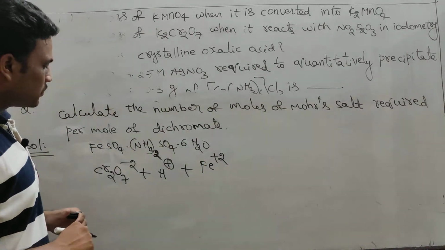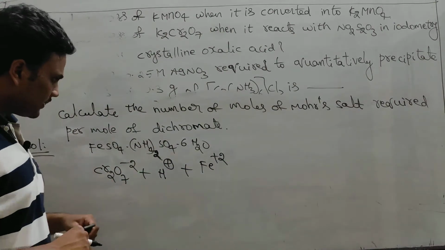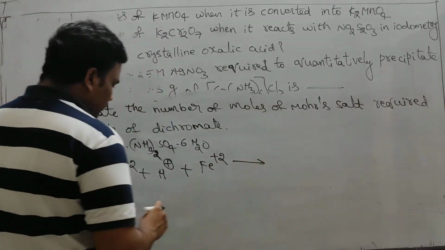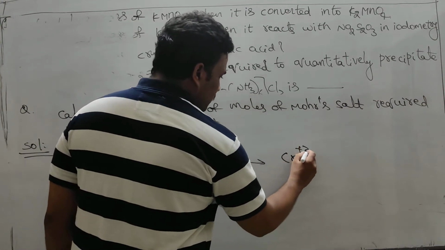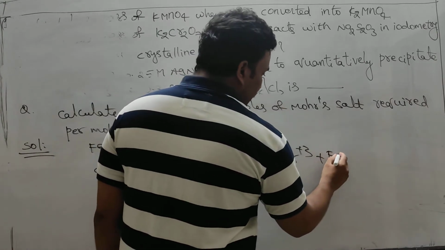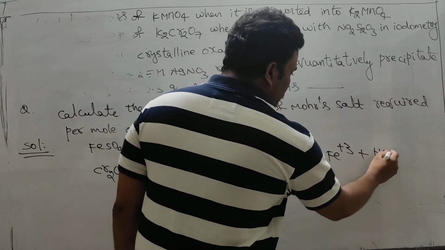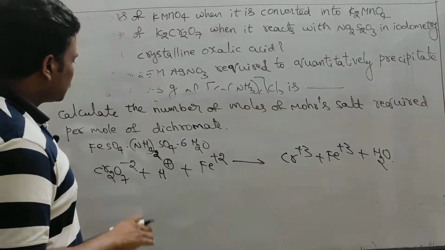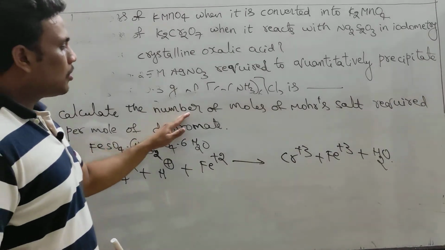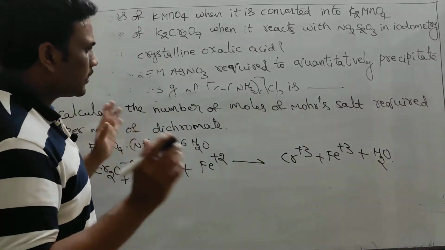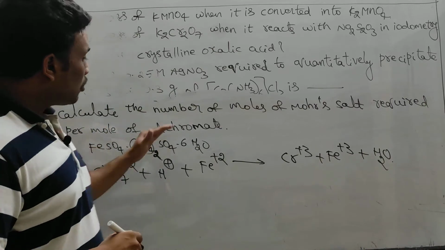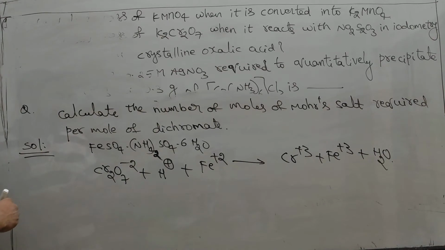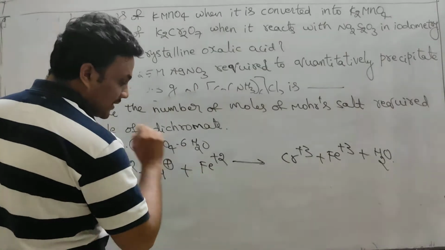So the reaction takes place between ferrous ion and dichromate. If you are given permanganate, then ferrous ion and permanganate. And you know dichromate is always converted into Cr+3. Ferrous is oxidized to ferric, no doubt, ferrous to ferric, with water as the byproduct. Now you see, in this question we have to calculate the number of moles of Mohr's salt required per mole of dichromate. Very good question. The reaction takes place between dichromate and ferrous ion.